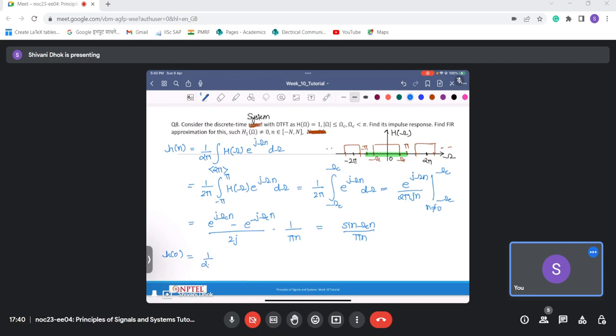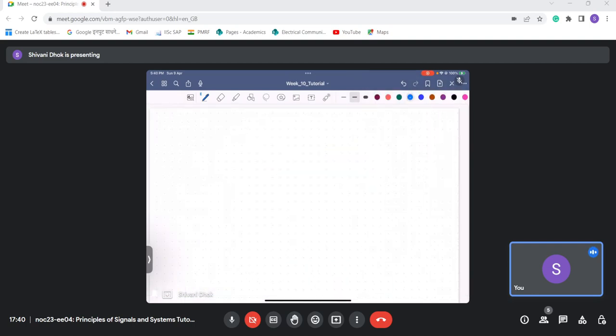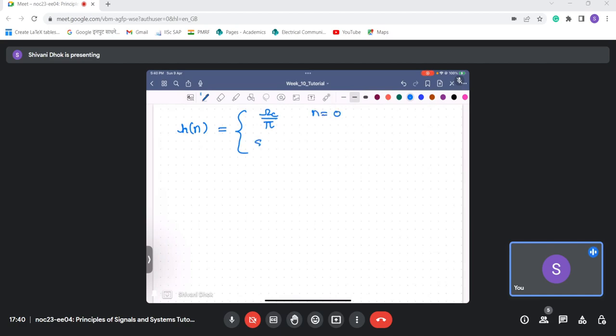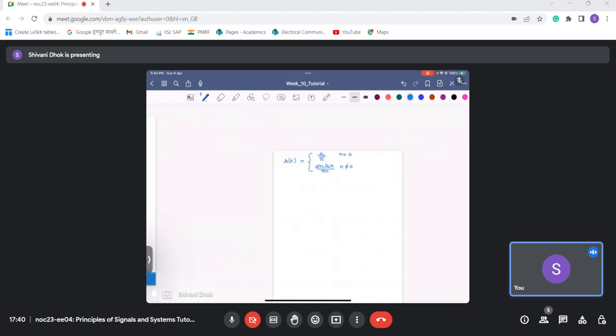So h[0] is 1 by 2 pi integral from minus omega c to omega c 1 e power minus j omega 0, so that is 1 d omega. So this is basically 2 times omega c upon 2 pi, which is equal to omega c by pi. Okay. So what we are having is h[n] is equal to two cases, omega c by pi when n is equal to 0, it is sine of omega c n upon pi n when n is not equal to 0. Okay, is this part clear?